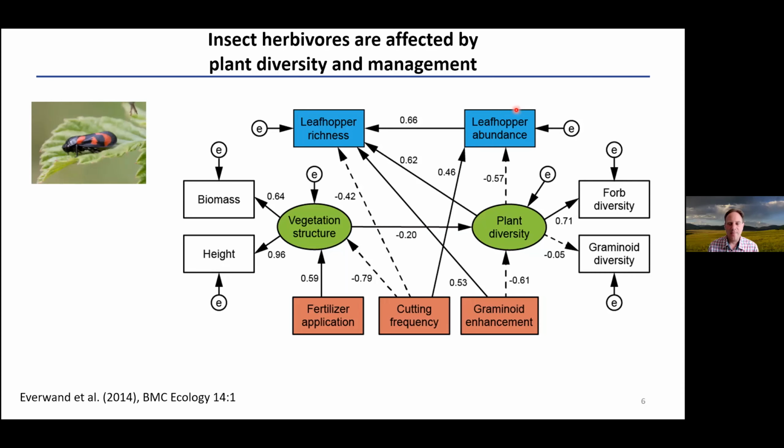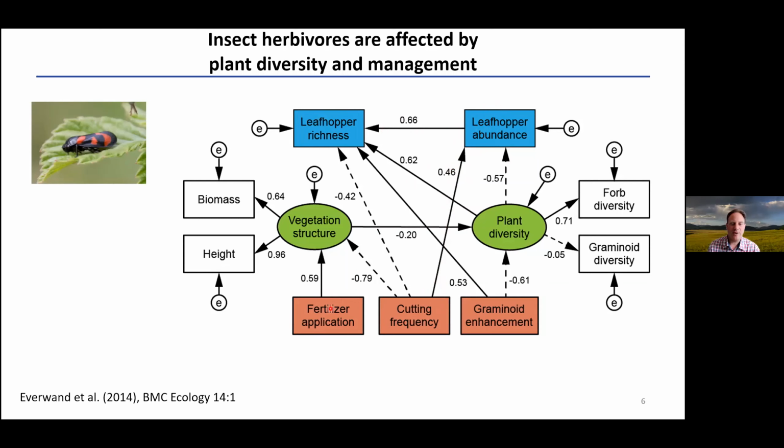And the main path here is, for example, that cutting frequency has a positive effect on leafhopper abundance. So if you keep the sward short, you have higher abundance, which may be due to the fact that they like to have a bit warmer microclimate, being ectotherms. And if you have more abundance, you also have higher richness. So these are the strongest arrows in here.